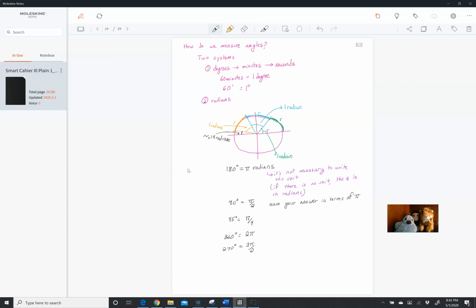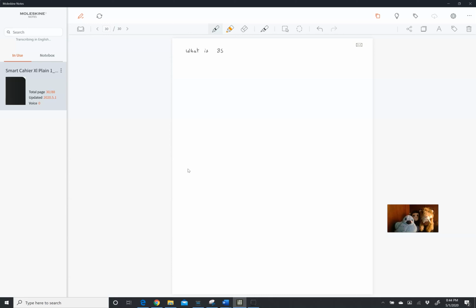But it's not always this simple. What if we wanted, for example, 35 degrees in radians? Now this is a little bit harder. We found that 90 degrees was pi over 2 because 90 degrees is half of 180, and half of pi is pi over 2. 45 degrees is a quarter of 180, so it's pi over 4. But 35 degrees, we can't do that. 35 is not a factor of 180. So how do we convert from degrees to radians?